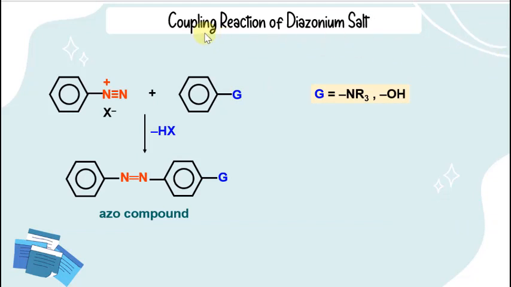Last but not least, let's have a look at the coupling reaction of diazonium salt. So the diazonium salt, okay, benzene diazonium salt, when treated with this group, okay, let's say the G here is the tertiary amino group or the OH group. Alright, so this reaction is a coupling reaction where it will form an azo compound. So the azo compound is usually used as a dye. Okay, it can be used as a dye because it will produce a high intensity of color.